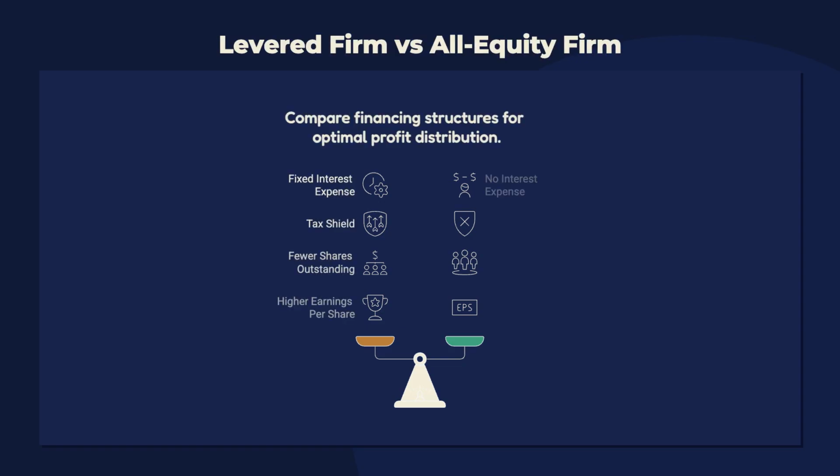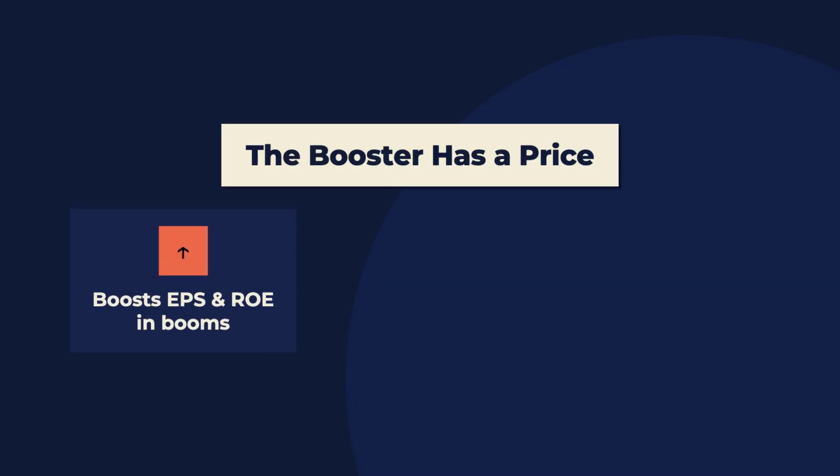Picture two identical firms with the same operating profit. The levered firm pays fixed interest, shields some tax, and divides the rest over a smaller share count, producing standout earnings per share. The all-equity firm pays no interest but spreads its profit over a much larger ownership base, producing solid but unremarkable numbers. But this outperformance isn't free.